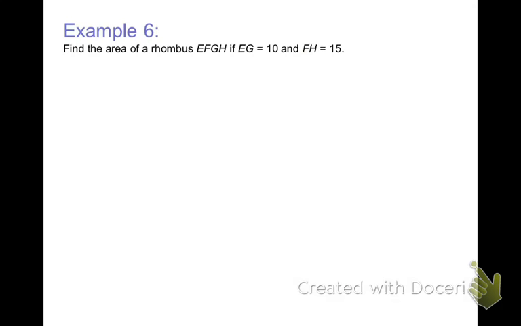Okay, so let's find the area of this rhombus, EFGH. Given that information, what should we start by doing? Draw it. Very good. So let's draw a sketch of a rhombus real quick and then make sure that we label it appropriately. So go around the figure. You get E, F, G, H in order.